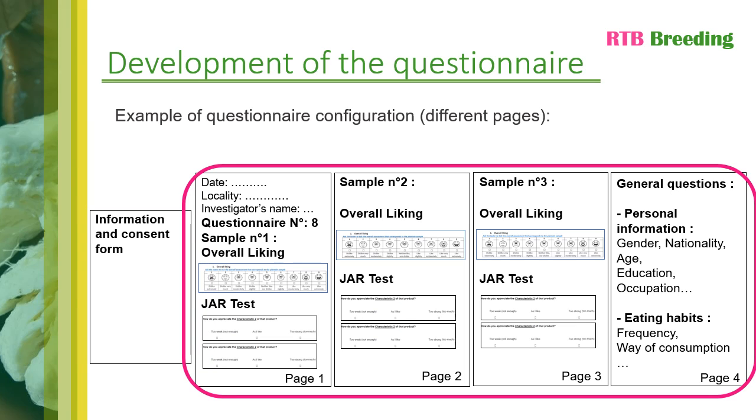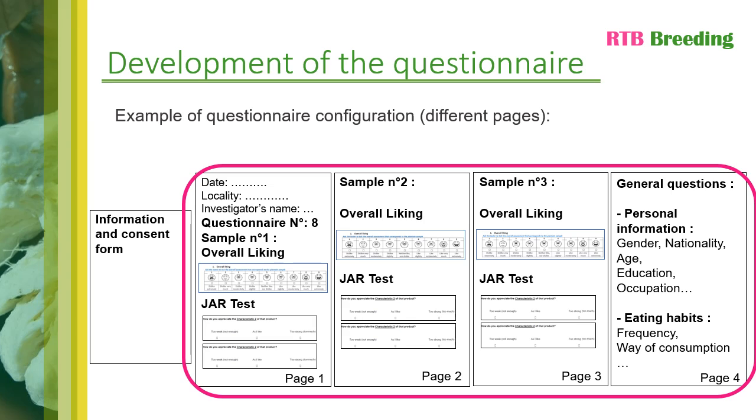Next, the questionnaire itself is presented in the 4 numbered pages. The first 3 pages each correspond to the study of a sample. The first page contains some information that the consumer must fill in before receiving the samples to be tested: the date, the locality, and the name of the interviewer. On this page, it's very important that the interviewer has numbered the questionnaire before giving it to the consumer. Still on this first page, we find the questions for the overall liking and the JAR test concerning the first sample to be tested by the consumer.